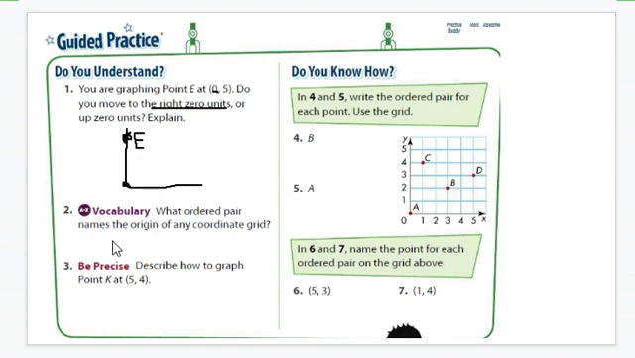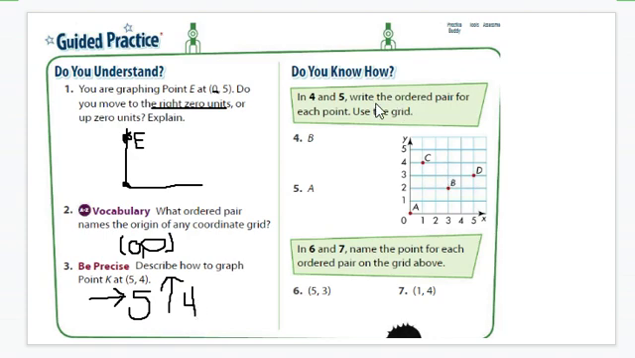What ordered pair names the origin of any coordinate grid? Origin, as I said earlier, is 0, 0. That's a comma. Y'all, this is really hard to write with. Okay, describe how to graph point K at 5, 4. You would go over 5 and then up 4. That's where point K would be.